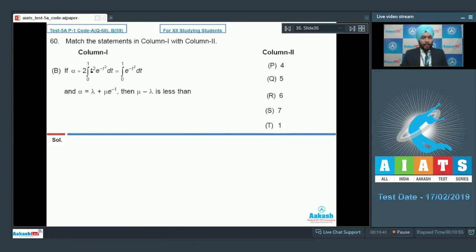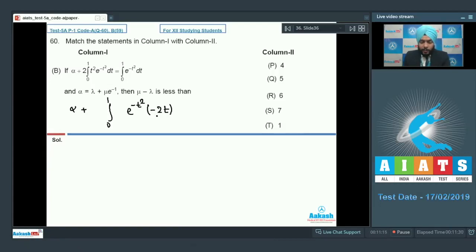B part says that if alpha plus 2 times integral 0 to 1 of t square e raised to power minus t square dt is equal to integral 0 to 1 of e raised to power minus t square dt, and alpha is equal to lambda plus mu times e raised to power minus 1, then mu minus lambda is less than. Students, how to simplify this particular integral? Over here, alpha plus integral 0 to 1, we will apply by parts here. We'll have e raised to power minus t square into minus 2t.